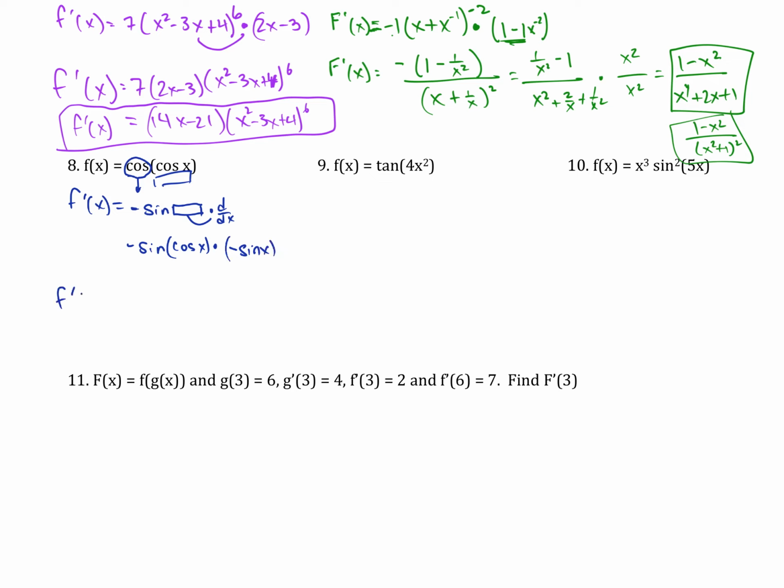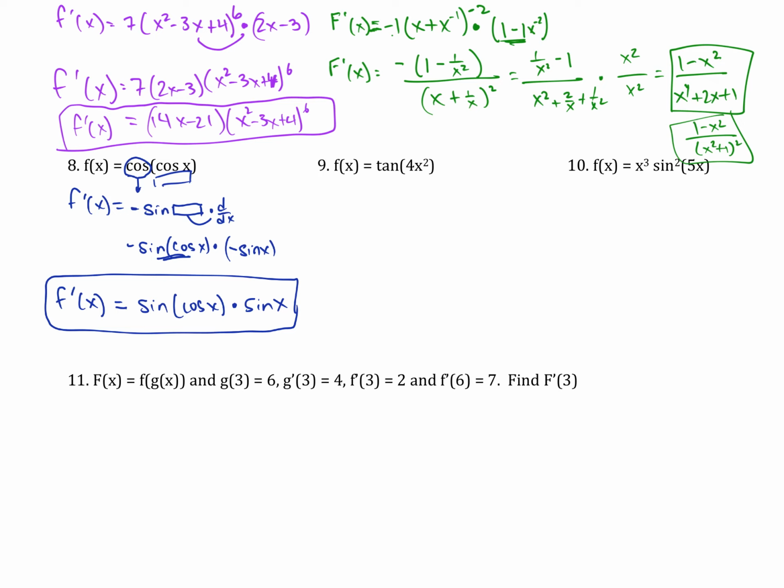So f prime of x, now I can clean this up. These two negatives become a positive. But remember, this sine is attached to this cosine. So I just have to write it as sine cosine x times sine x, like that, and leave it as is.